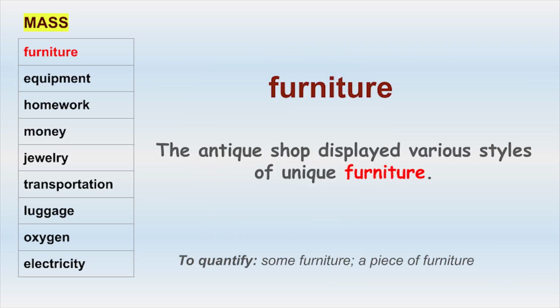So under the category mass, our first word is furniture. The antique shop displayed various styles of unique furniture. So you will note that even though the antique shop is selling many pieces of furniture, we do not pluralize furniture. If we want to quantify it, we may say some furniture or a piece of furniture.